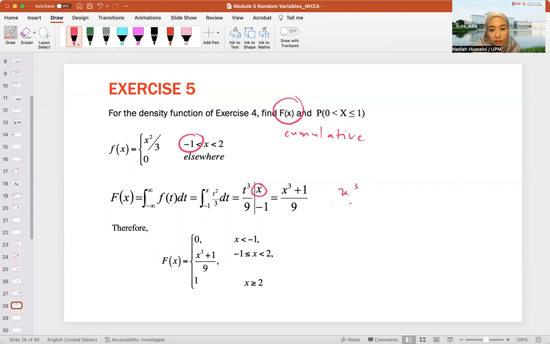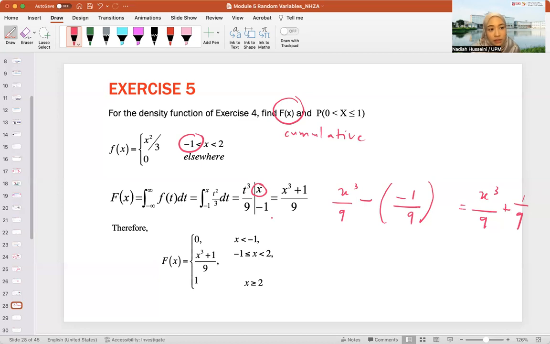So x to the power of 3 over 9, minus the value at -1. -1 to the power of 3 is just -1, over 9. So you get x to the power of 3 over 9 plus 1 over 9. Okay, so you just leave it like that. You can't add x with 1, so just leave it like that.